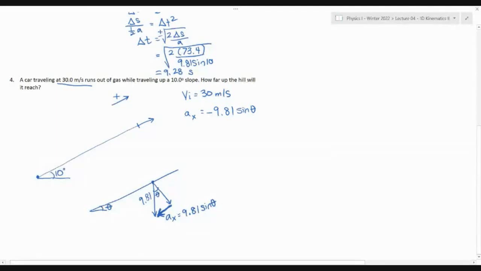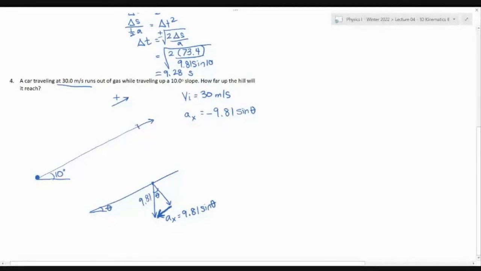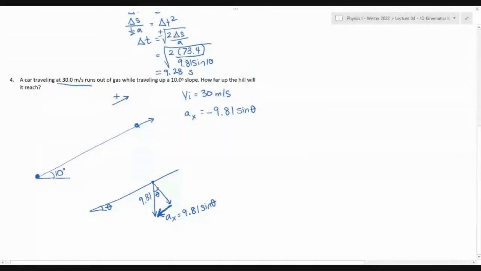That's great. So the car starts here. It gets to some maximum height along the ramp, and then it comes to a stop. So it says, how far up the hill will it reach? That means it stopped moving, because if it's still moving, it's still going to be going further up the hill. So this is where it reaches. This is the maximum distance it travels. And so at that point, its velocity is 0.